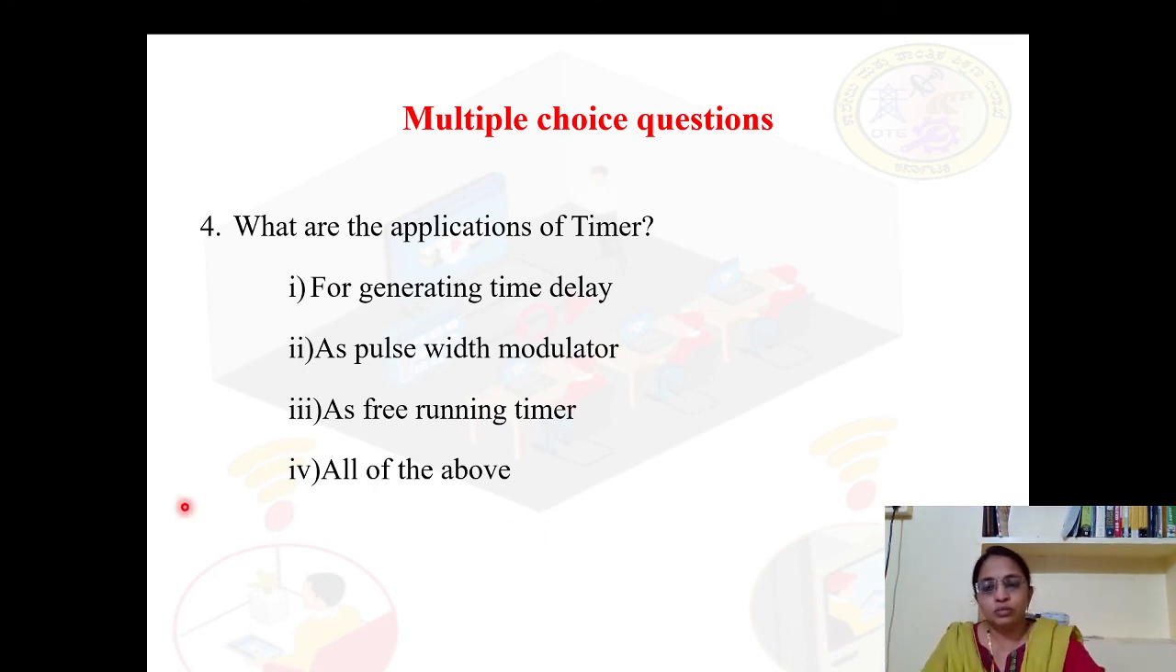The fourth question is, what are the applications of timer? The first option is generating time delay. The second option is as a pulse width modulator. The third one is as a free running timer. The fourth one is all of the above. Which is the correct answer? Yes, the correct answer is all of the above. The timer may be used for generating time delay, or as a pulse width modulator, or as a free running timer. So the correct answer is all of the above.